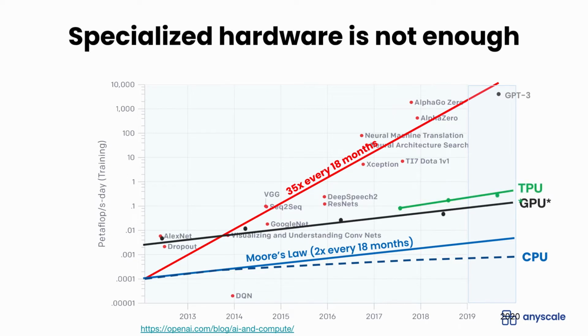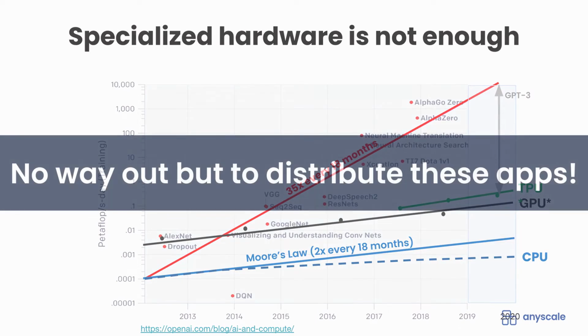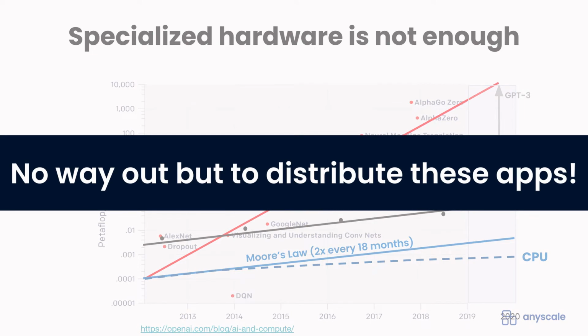And while the performance of specialized hardware has continued to grow at an impressive rate, it is no match for the increase in the demand. As such, to support these workloads, there is no other way than distributing these workloads.